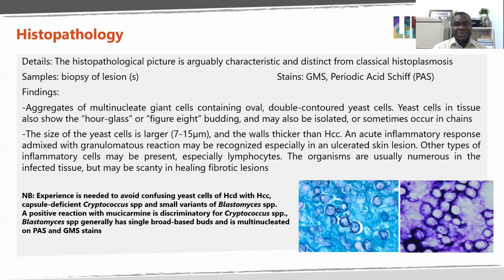Experience is needed to avoid confusing the yeast cells with those of the variant capsulatum, or even capsule-deficient Cryptococcus species, as well as small variants of Blastomyces species. But you could use a positive mucicarmine reaction to separate Cryptococcus species. And then you have to carefully look at the single, broad base in the small variant of Blastomyces species, as well as their multinucleation.